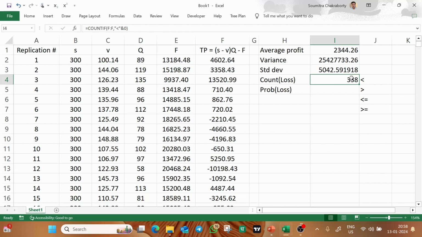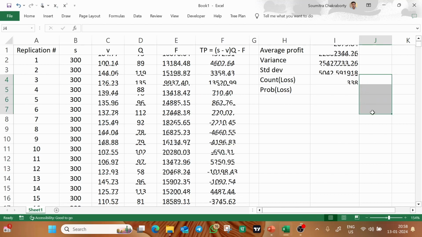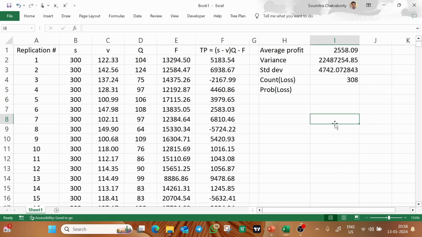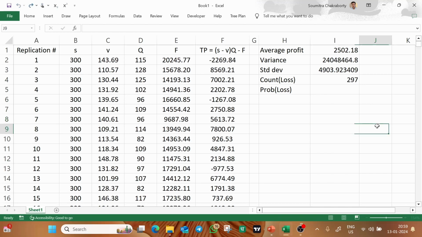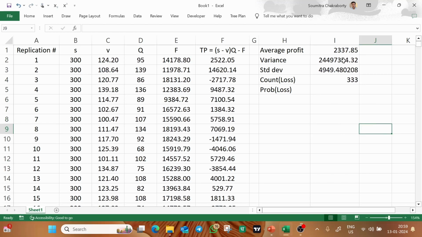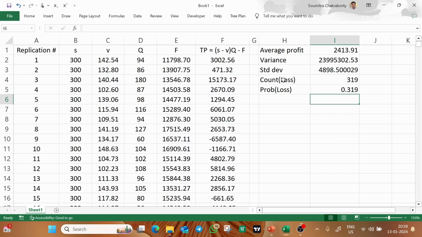So 338 such negative profits have been observed in this data, which will obviously change if you refresh the page many a times. So then what is the probability? Probability is simply this divided by 1000, because we have taken 1000 replications and out of which 333 were found having negative profit. So the probability of loss is this 0.319.